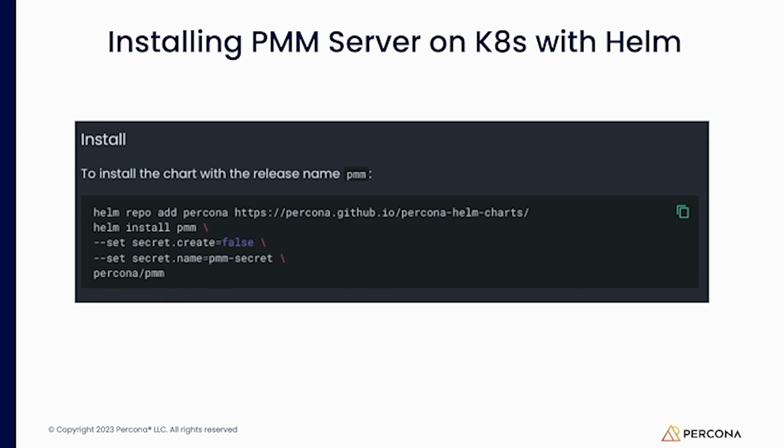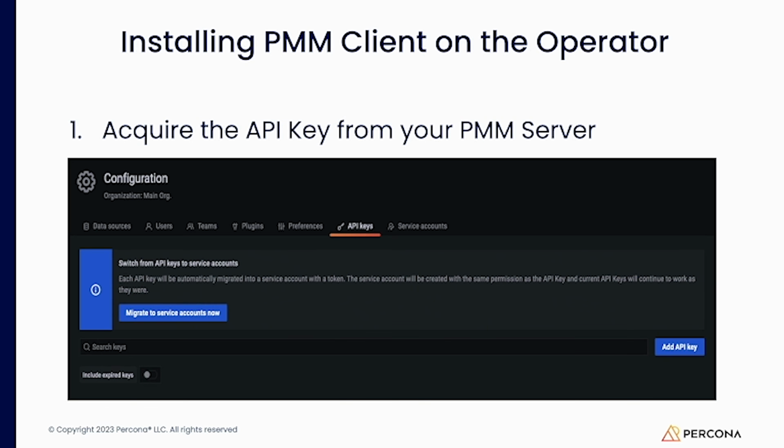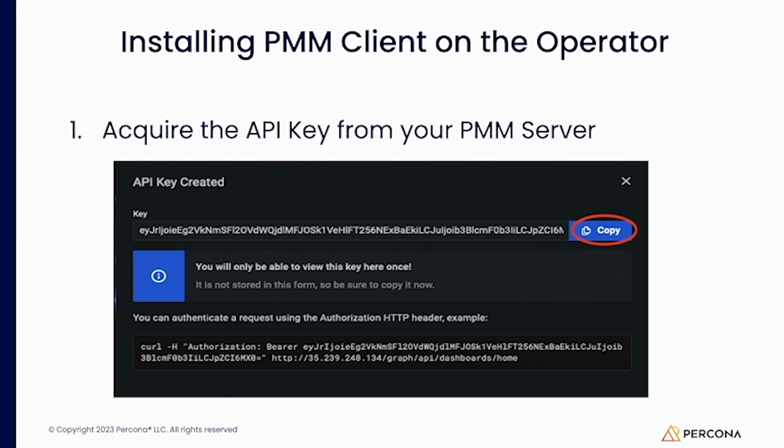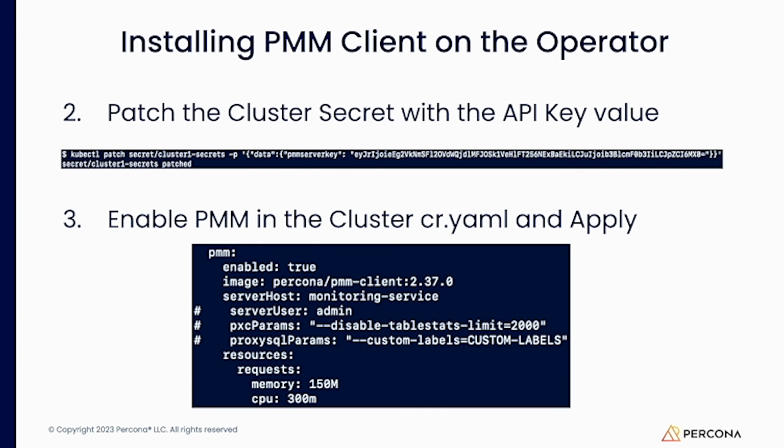And then once you have this, you go to the operator and connect the operator with the PMM server. First of all, you have to install the PMM client on the operator. You acquire the API key from your PMM server. You go to configuration, API keys, and add API key. You copy that API key, and then you go to the client, to the operator, and patch its secret, right? You execute the kubectl patch secret, and add in the PMM server key, you add this particular key, okay?